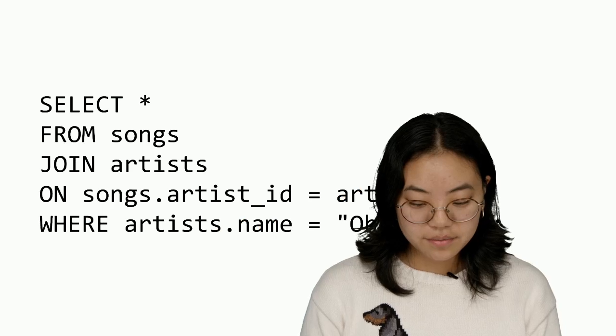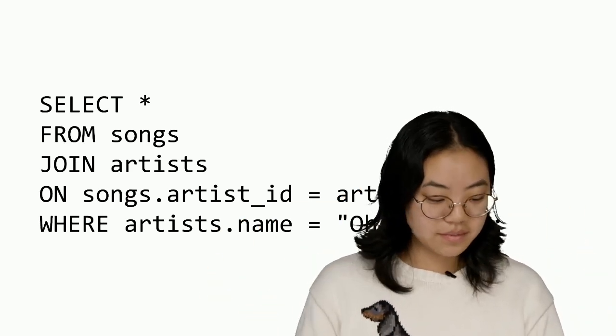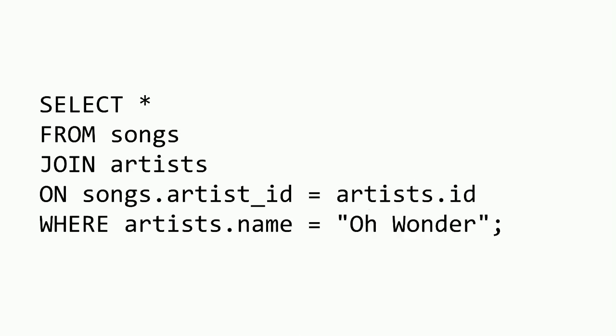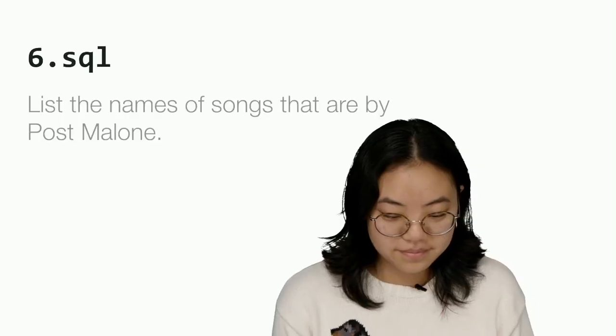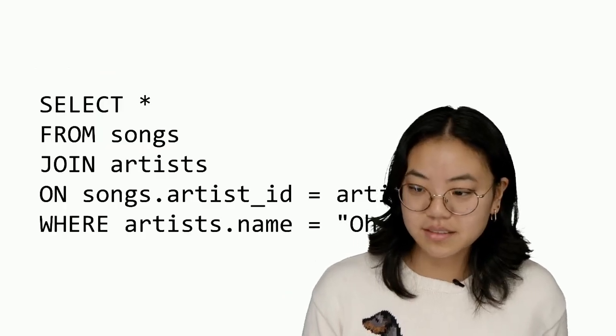So once we do that, we have our big table. And then we can run a condition just like so, where we have where artists.name equals Oh Wonder. So we do have to specify now when we use a column like name, we can't just use name itself, as there is also name in songs, so we have to specify from the artists table, look for the name equal to Oh Wonder. Okay. Any questions about joins?